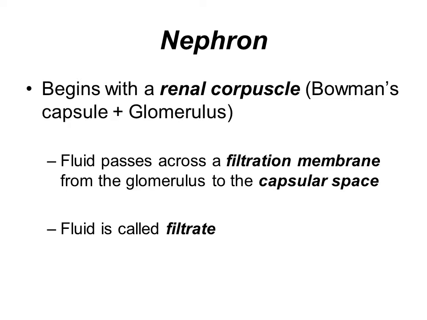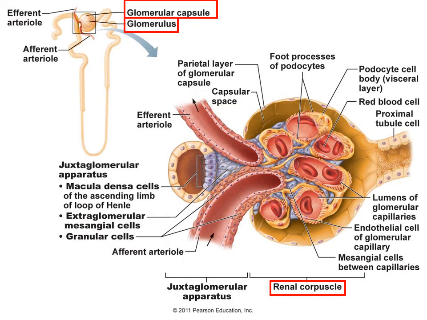This is where you're going to have filtration occur. Fluid is going to move across the membrane from the glomerulus into the space. So they look like this little capsule, this little ball. That's what the glomerulus is, with the capsule around it. The glomerular capsule is also known as the Bowman's capsule.